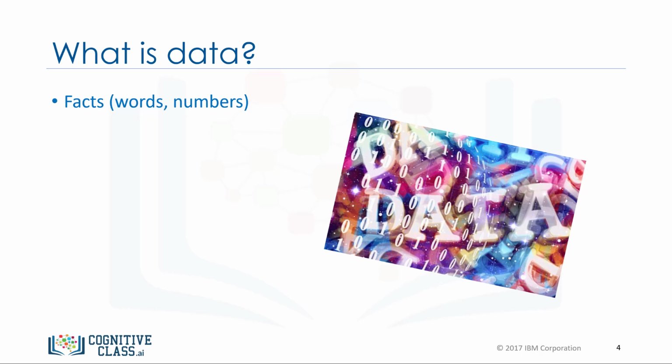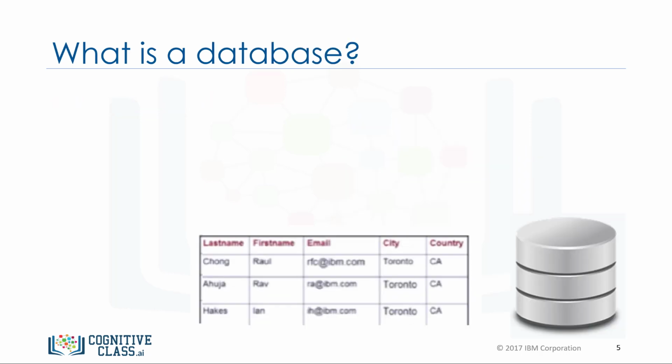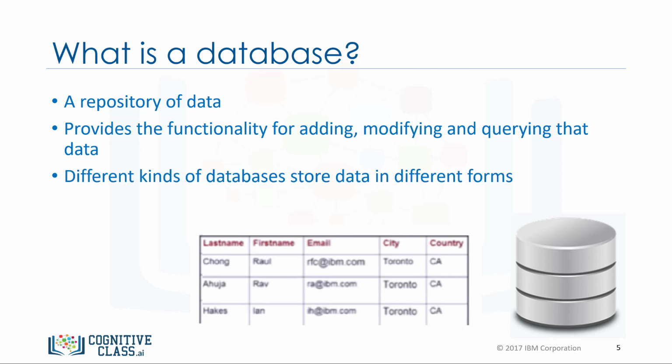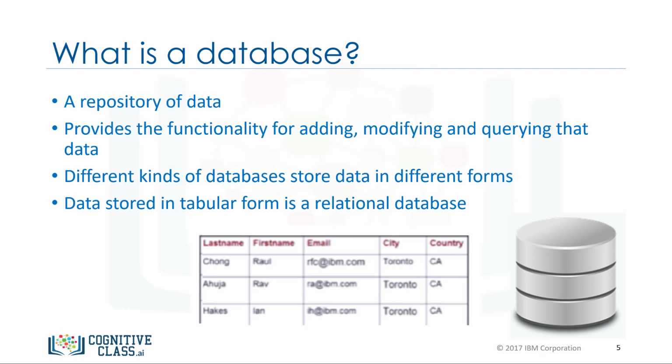So, what is a database? Databases are everywhere and used every day, but they are largely taken for granted. A database is a repository of data. It is a program that stores data. A database also provides the functionality for adding, modifying, and querying that data. There are different kinds of databases of different requirements. The data can be stored in various forms. When data is stored in tabular form, the data is organized in tables, like in a spreadsheet, which is columns and rows. That's a relational database.